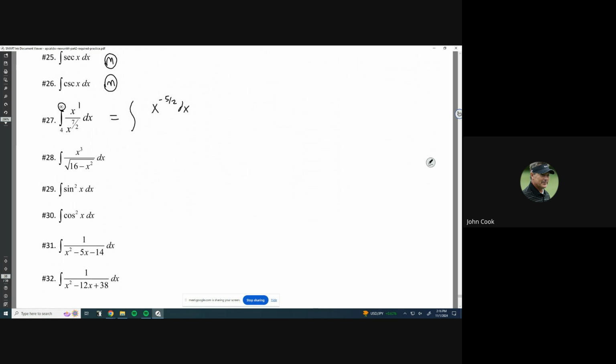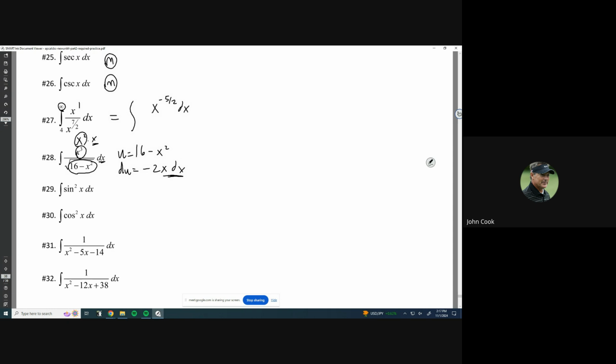28, that's going to be just a typical u sub. So you can actually use a trig substitution here, but this is an easy u sub. If I let u be equal to 16 minus x squared, that means that du is going to be equal to negative 2x dx. Now I've got an x from here, right? Because x to the third is x squared times x. So I can take out that x and that dx right there, so I could turn it into a du.